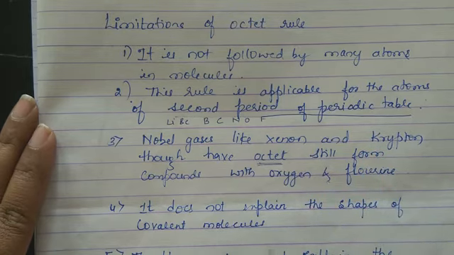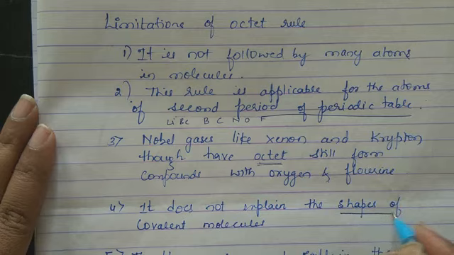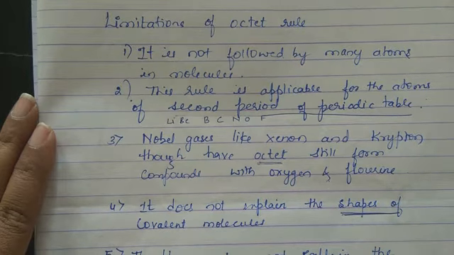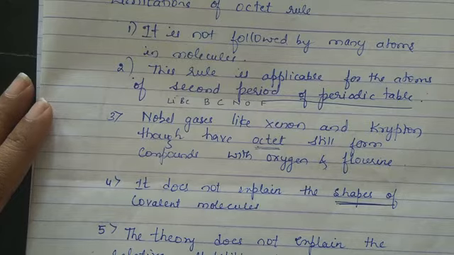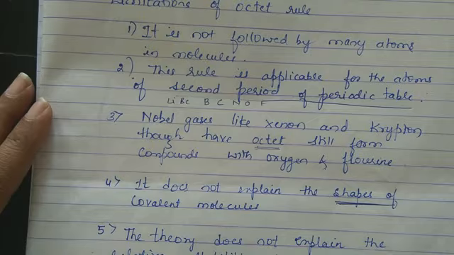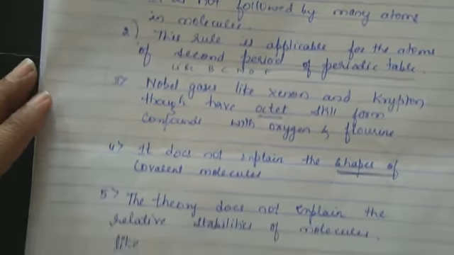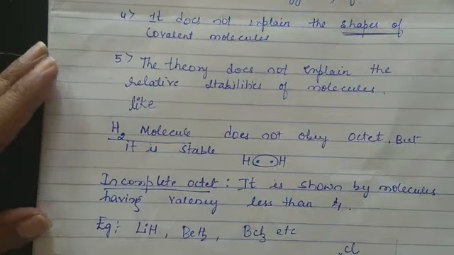And the octet rule does not explain the shapes of the covalent molecules. So with the octet rule we cannot explain the shapes of the molecule. And this theory does not explain the relative stabilities of the molecules. Then HCl, though it has 8 electrons, is still not stable. This cannot be explained by the octet rule. So we shall look into some of the examples wherein the octet rule is not followed.